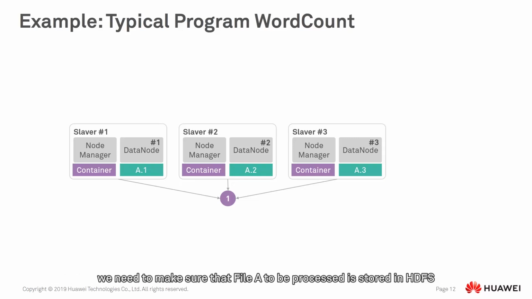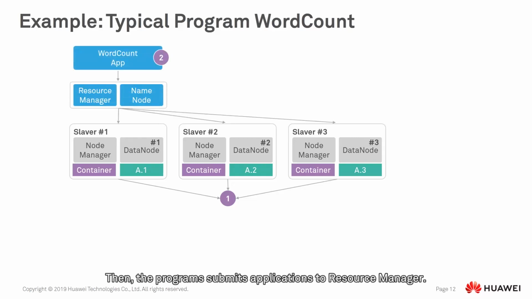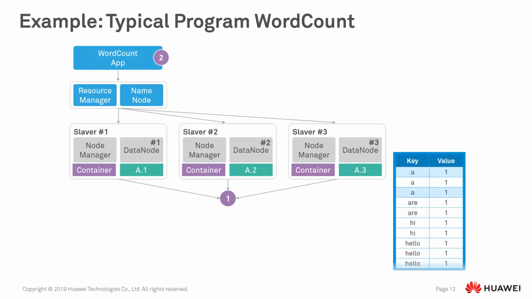First, we need to make sure that file A to be processed is stored in HDFS and divided into blocks A1, A2, and A3, which are stored on data node 1, 2, and 3 separately. Then, the program submits applications to Resource Manager. The Resource Manager creates jobs based on the request and creates 3 map tasks as well as 3 reduce tasks that are running in containers based on the number of blocks.